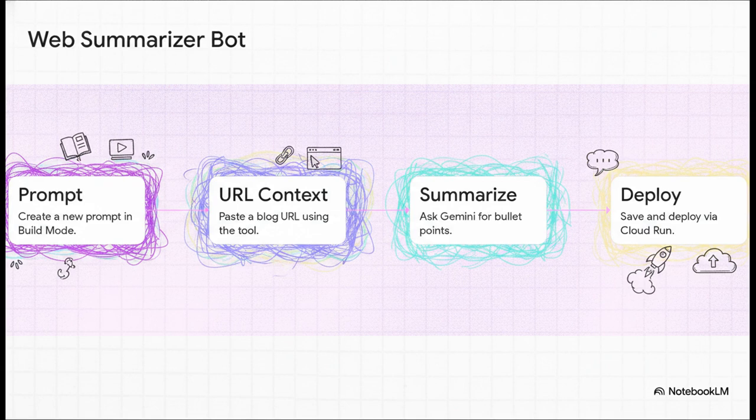And let me show you just how fast this is. Say you want to build a custom web summarizer bot. Step 1, open build mode. Step 2, use the URL context tool and paste in a link. Step 3, tell Gemini, in plain English, to summarize it into tweet-sized bullet points. Step 4, hit deploy via Cloud Run. That's it, a simple 4-step process to go from a basic idea to a deployed, functional web app in literally minutes. No traditional coding required.